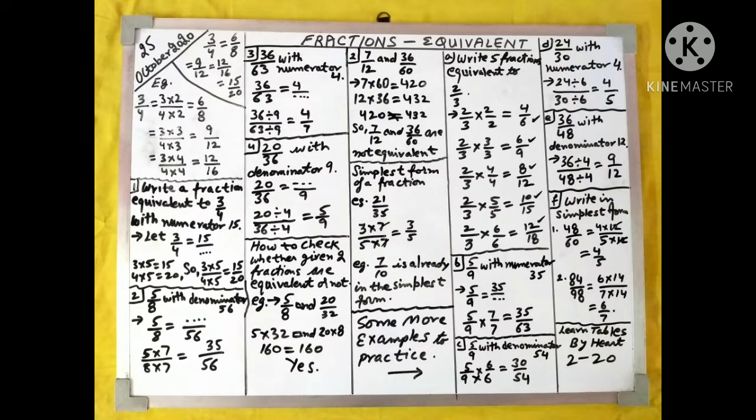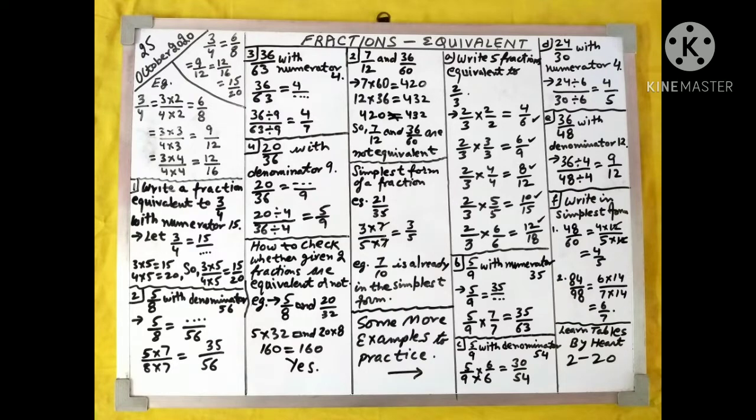Now how to get the equivalent fractions? Very simple. We have 3 by 4, so multiply the numerator and denominator by 2, we get 6 by 8. We multiply by 3, we get 9 by 12. We multiply by 4, we get 12 by 16 and so on. So multiply or divide the numerator and the denominator by the same number. You will get an equivalent fraction, right?